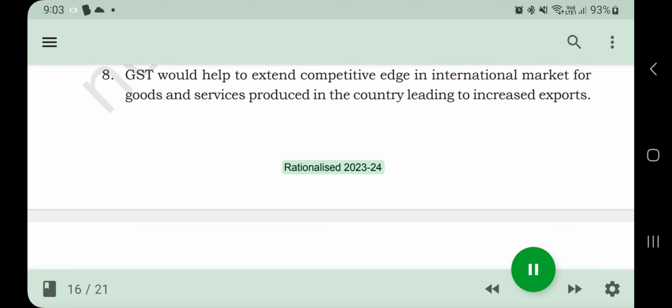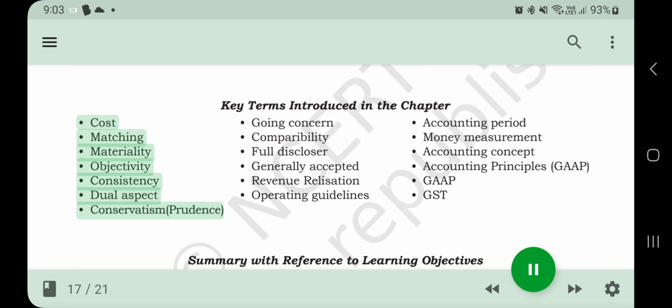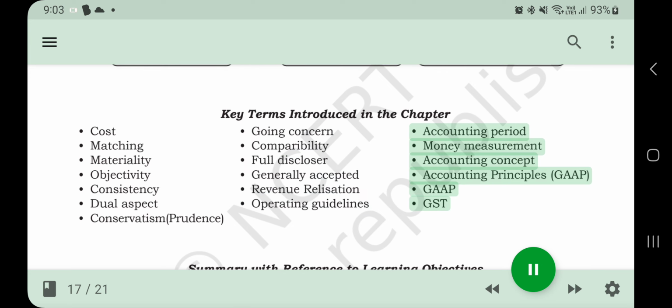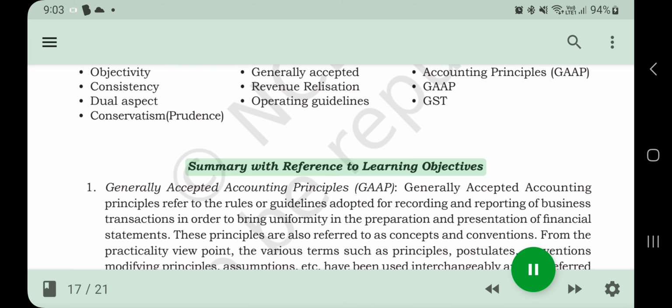Rationalized 2023-24 Theory Base of Accounting 41. Key terms introduced in the chapter: cost, matching, materiality, objectivity, consistency, dual aspect, conservatism, prudence. Going concern, comparability, full disclosure, generally accepted, revenue realization, operating guidelines. Accounting period, money measurement, accounting concept, accounting principles, GAAP, GST. Summary with reference to learning objectives.